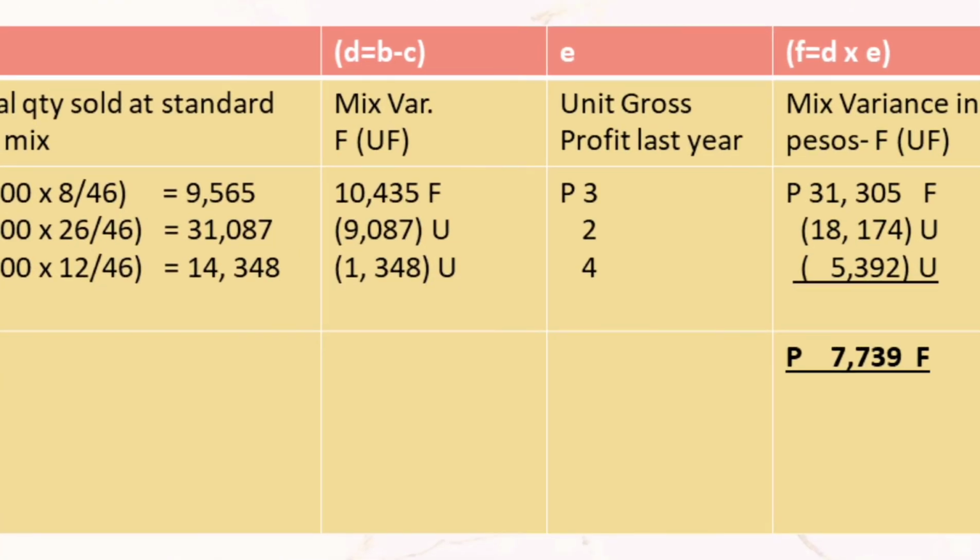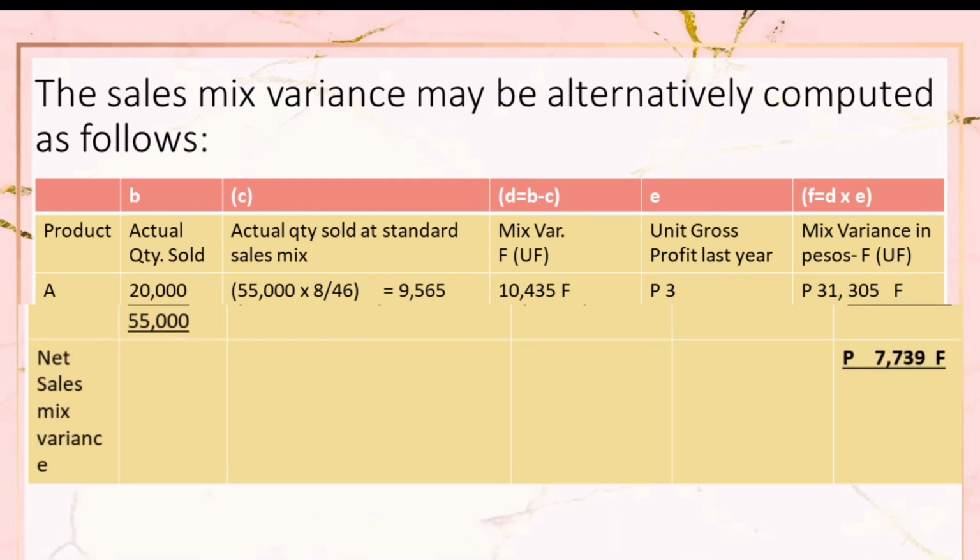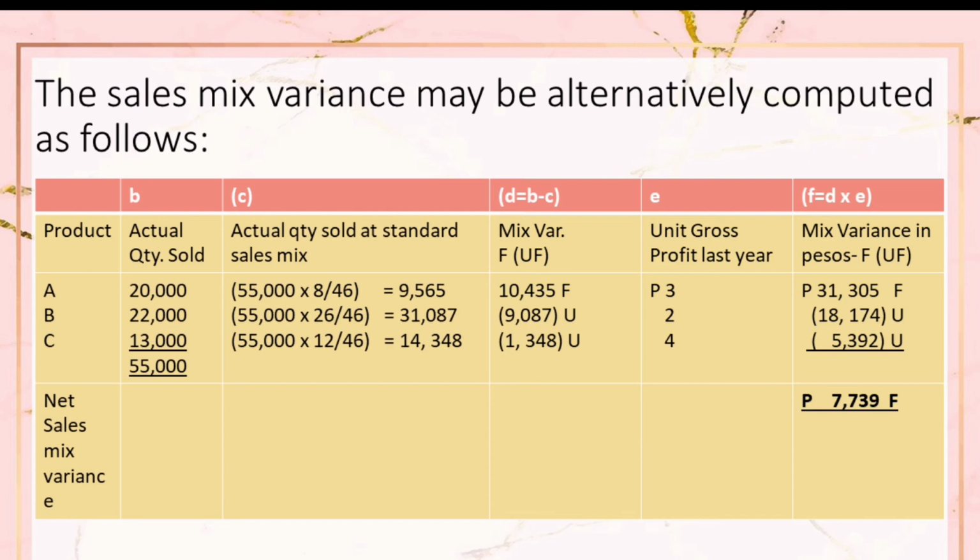Product A, 10,435 times 3, so we get the mix variance in pesos in product A of 31,305, which is favorable. In product B, 9,087 times 2, so we get 18,174, unfavorable. And in product C, 1,348 times 4, so we get 5,392, unfavorable. So in product A, 31,305 minus 18,174 in product B, and 5,392 in product C. So we get the net sales mix variance of 7,739 favorable. So that is how we compute the sales mix variance.